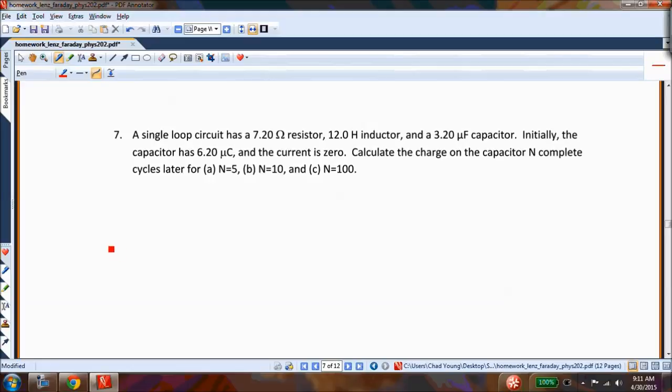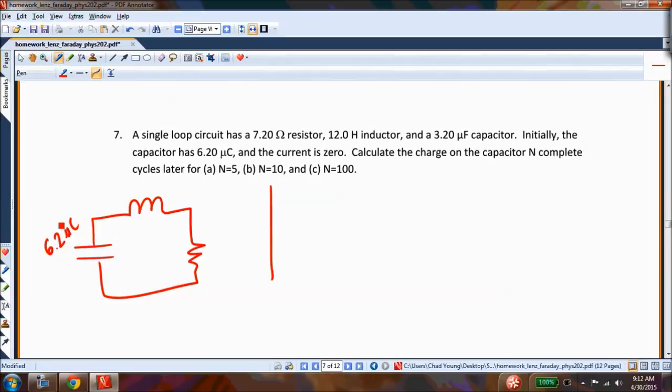Okay, so first of all, we're dealing with a circuit that has a capacitor, an inductor, and a resistor. It looks like this. There's no battery, but at the very beginning, I have this capacitor charged with 6.2 microcoulombs. Now, as we know, if we think about the energy in this capacitor, or in particular, let's look at the charge on this capacitor.